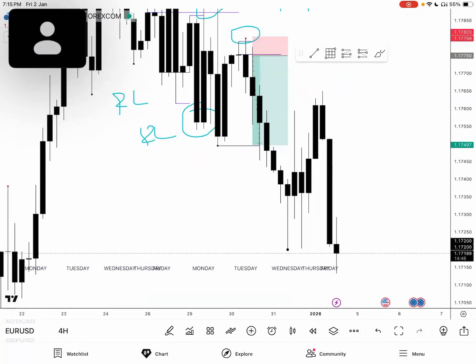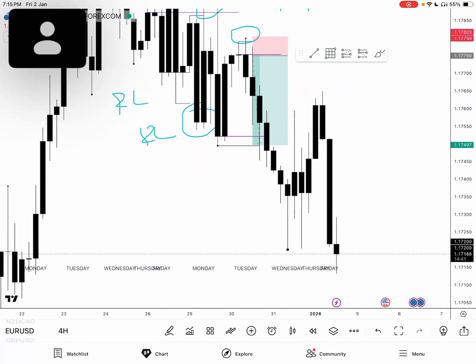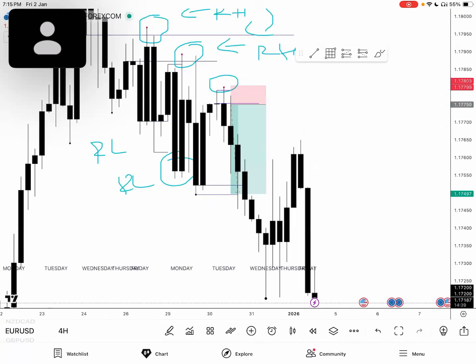So for the third range, we need to wait for a breakout. So here the breakout happened. After the breakout happened, the range was formed. This is the range, right?